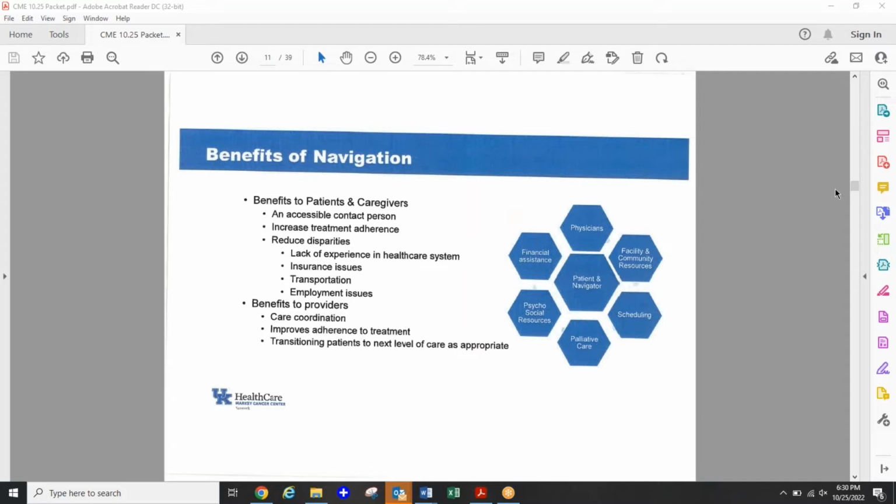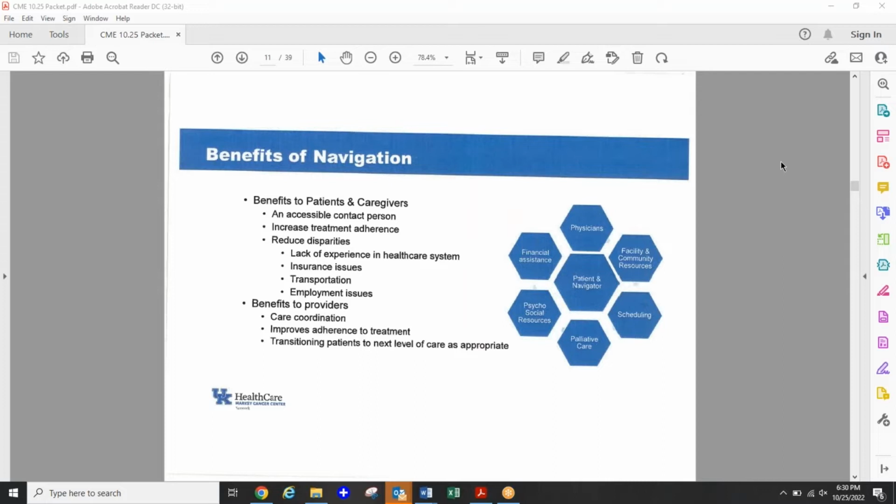In today's world of multidisciplinary cancer care, the navigator can be seen as standing next to the patient, and that's what we see with this diagram. Instead of the navigator being out in the circle of resources, they're there with the patient to help guide them to the connections they need. The benefits to providers by utilizing navigation are care coordination. They can be the clearinghouse for the information to get from one clinic to the other. Anytime we improve adherence to treatment, that's a benefit to the provider as well. And transitioning the patient to the next level of care is important, whether that's up a level, down a level, or out to end-of-life care.